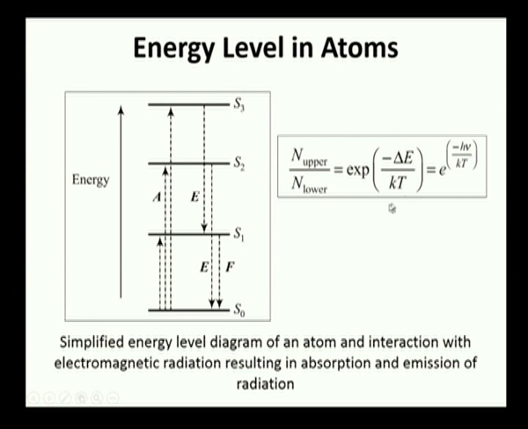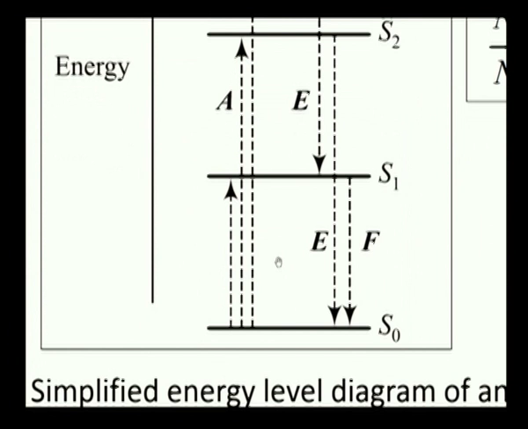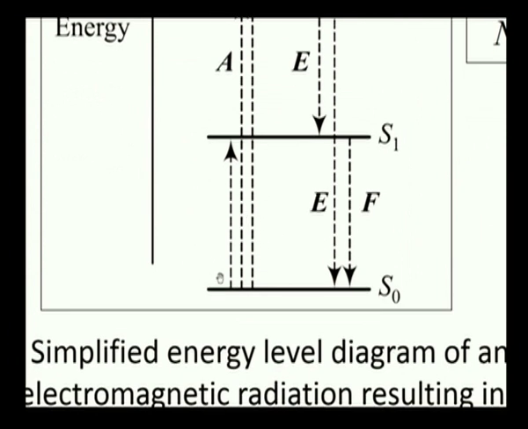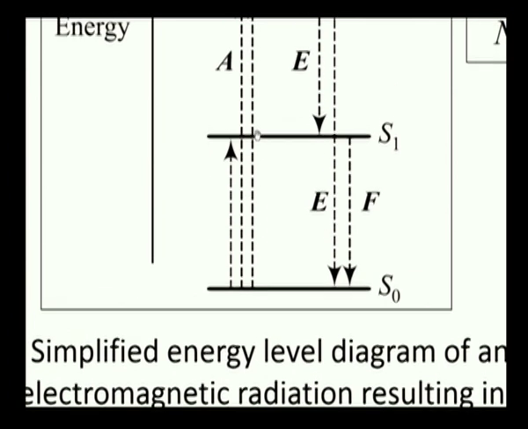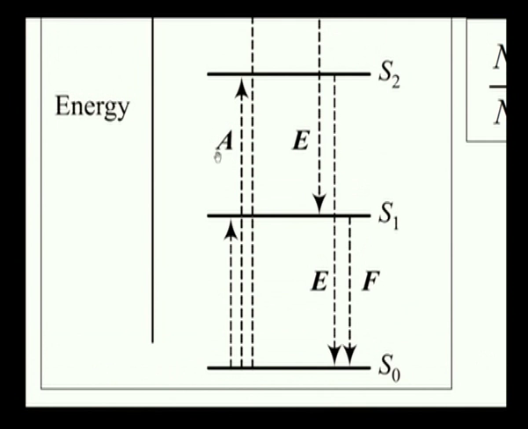So, this is the simplified energy level diagram of an atom and the interaction with electromagnetic radiation resulting in absorption and emission of radiation. If the atom absorbs energy from electromagnetic radiation, it gets excited from the ground energy level to the higher energy level. You can see here when the electrons get excited from S0 level to S1 after the absorption of electromagnetic radiation, that process is known as absorption and is denoted by the letter A.